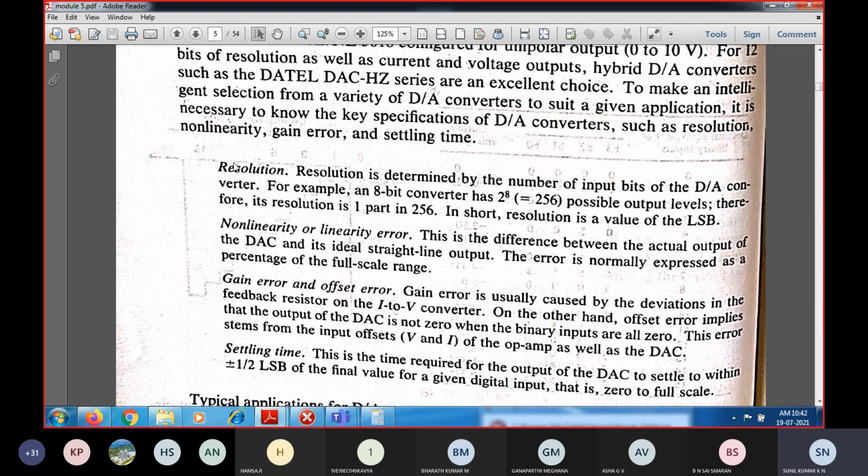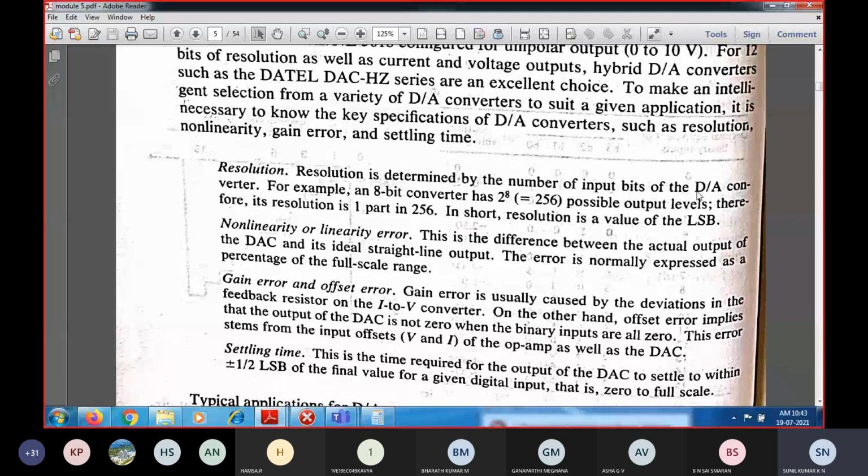So what is the resolution of the DAC? For a given application of a digital to analog converter, it is required to check the resolution, linearity, gain error, as well as the settling time. These are some of the important parameters that need to be checked for any digital to analog or analog to digital converter under consideration. The resolution is determined by the number of input bits of the digital to analog converter.